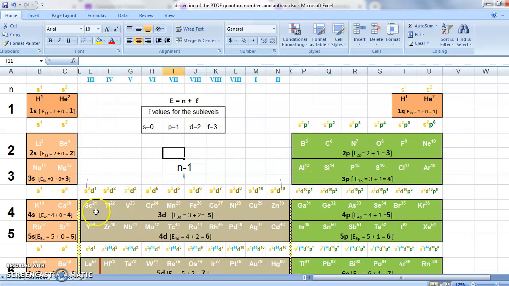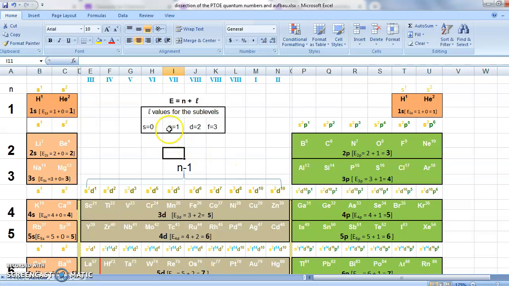Now we get down to the discrepancy. Why does the 3d get filled after the 4s? Well, the energy of the 4s is 4 plus 0. That second number is a 0 when you're in the S. But what about the 3d? The first number is a 3. But when you're in the D, the second number is a 2. 3 plus 2 is 5. The 3d actually has more energy than the 4s. It's closer, but there's 5 orbitals to fill. That's more energy.